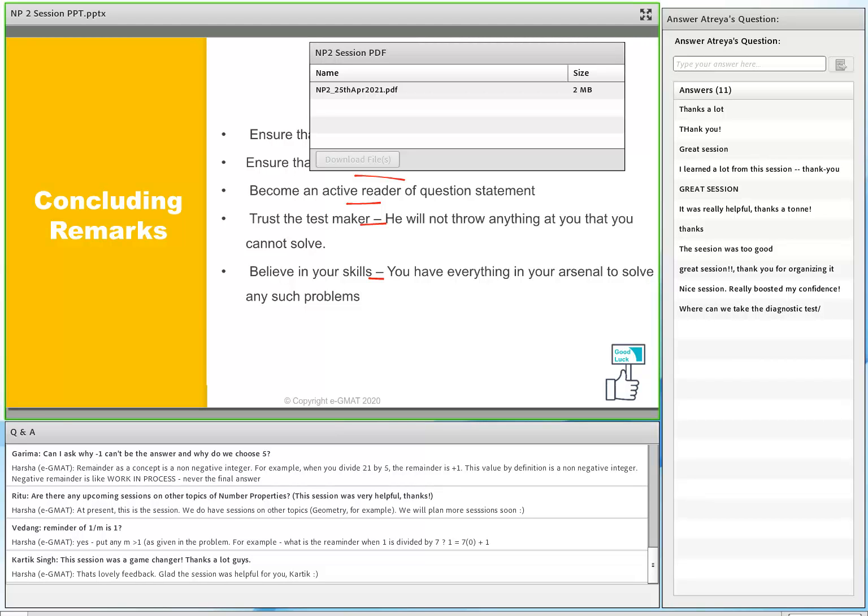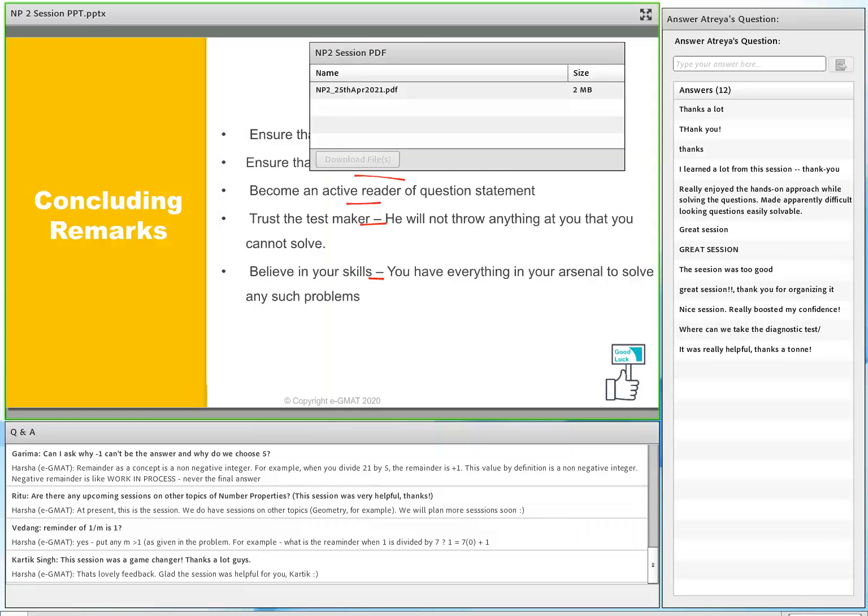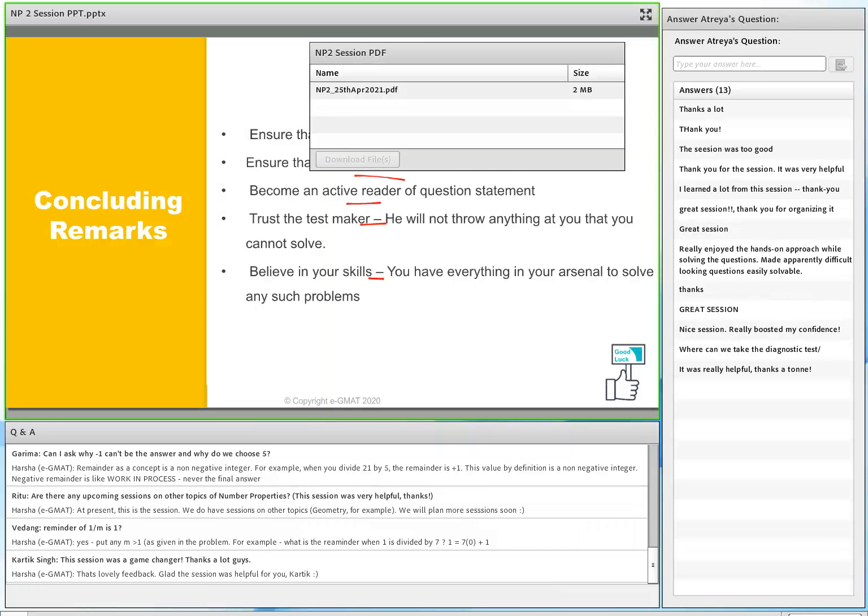Okay, I have a question over here. Where can we take the diagnostic test? So you just go to your e-GMAT free trial. You click on the Sigma X mock. You take the first mock. The first mock is free for all of you. And again, if you have not taken a diagnostic test, guys, please make sure you do that, because the diagnostic test is that area where you get to understand how are you doing based on each subsection that you have on the GMAT.